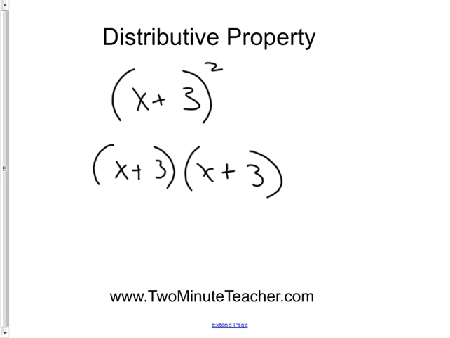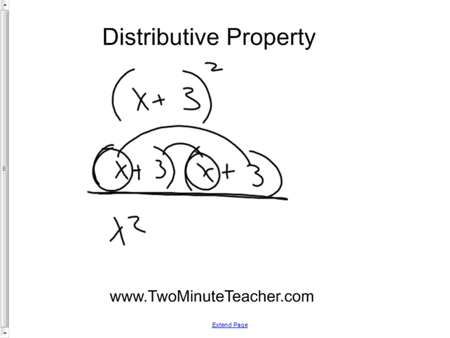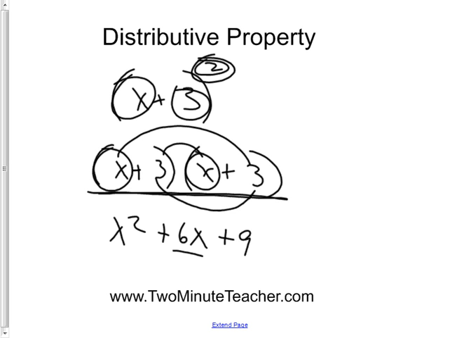So if I take (x plus 3) quantity squared, I should do this, and then first, outside, inside, last. The first was this and this, x squared. The outside would be 3x, inside would be 3x. 3x plus 3x makes 6x. And the last would be 3 times 3 makes 9. So x squared plus 6x plus 9 would be the answer for that one. And again, people would have thought it was x squared and 3 squared, and they would have forgot the middle part. All right, there's some tips for distributive.